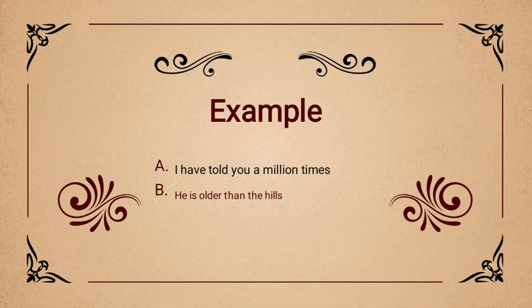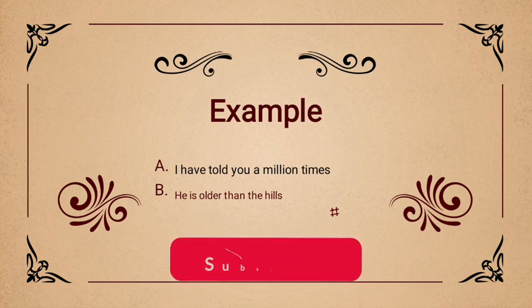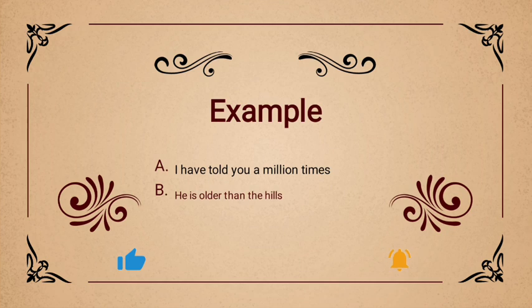I have told you a million times. In this example, we can see that it is not possible for a man to say the same thing more than 10 times or 100 times. But in this example, he said that I have told you a million times. It is not possible for a man. The main purpose is that when a man wants to emphasize his point, his talk, he uses hyperbole.